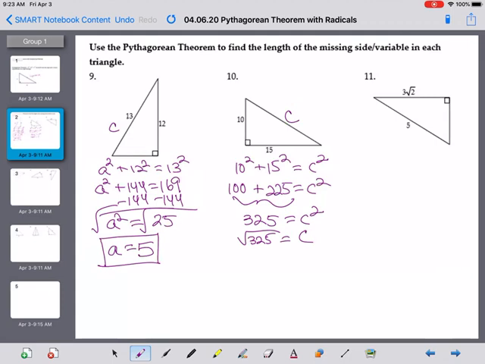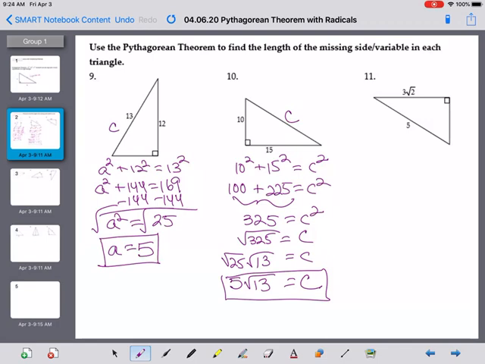And now at this point, if you type that in the calculator, you're going to get a decimal approximation, which in many cases is what we want. But for now, we're going to keep everything in exact irrational form. So now let's break up 325. We have 25 times 13. So that's the square root of 25 times the square root of 13. And the square root of 25 is 5. 5 times the square root of 13 is your answer.